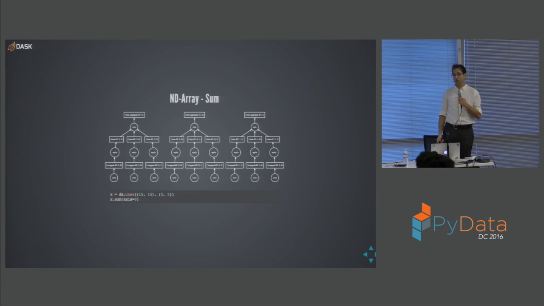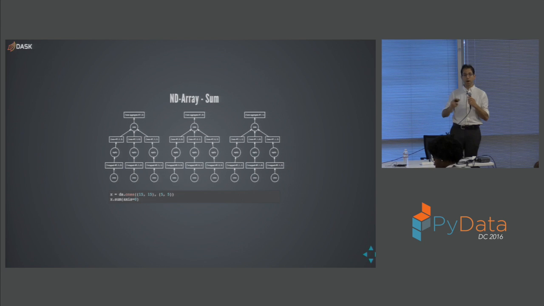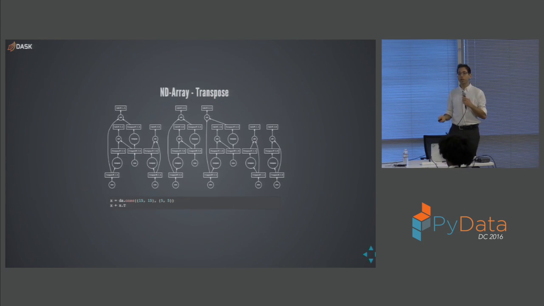And multi-dimensional array operations are actually quite interesting. So here I'm creating a 2-dimensional array. I'm taking the sum along some axis. And so this is actually doable with map and aggregate. But if I want to say take the transpose and add it to itself, this computation is now tricky. This is not a standard computation.